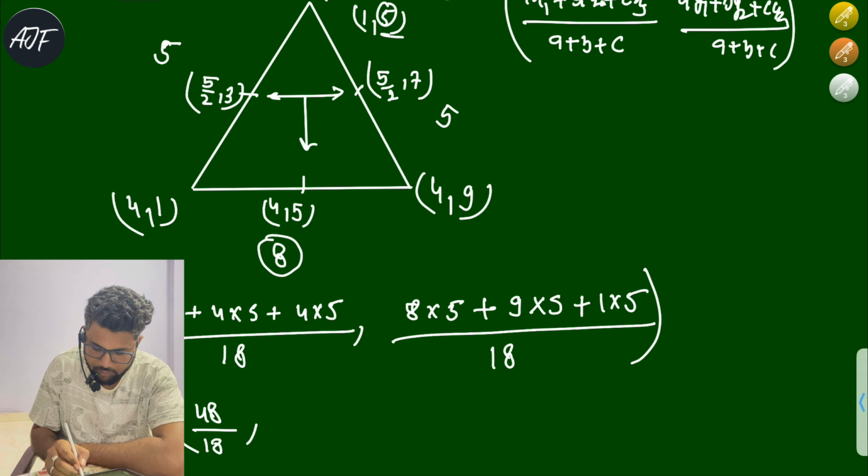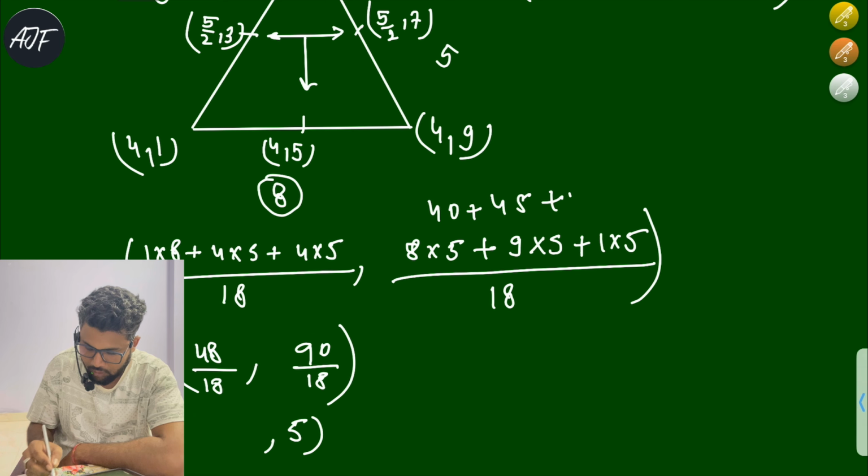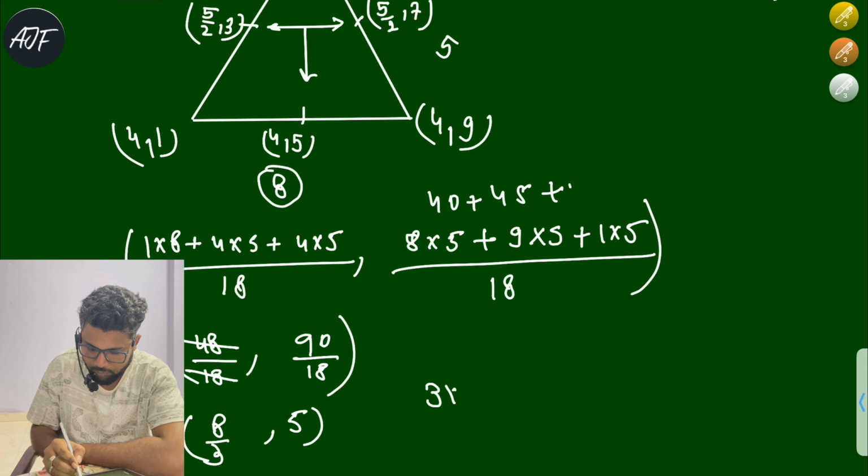Similarly, this one is 45 plus 1, 90 by 18. So this one is easily 5, and if you subtract, that one is cancelled. If you just subtract any number, the cancellation gives 6 or 3, 8 by 3. So this one is the coordinate of the Incentre. If you say it is 3h plus k, then 3 times 8 by 3 plus 5. So the 3 cancels out, then the answer is 13.